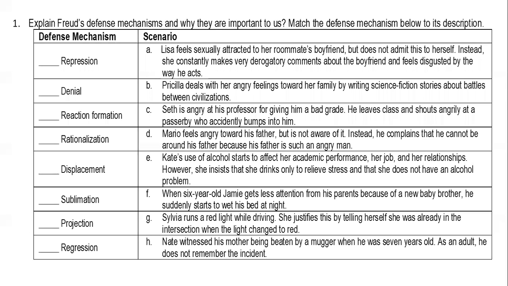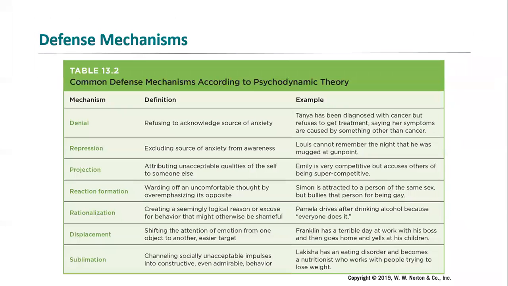Letter D. Mario feels angry towards his father, but is not aware of it. Instead, he complains that he cannot be around his father because he is such an angry person. Projection. Yep. Attributing unacceptable qualities of the self onto somebody else.